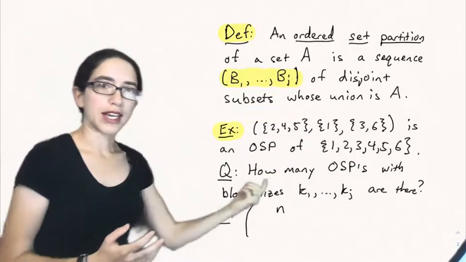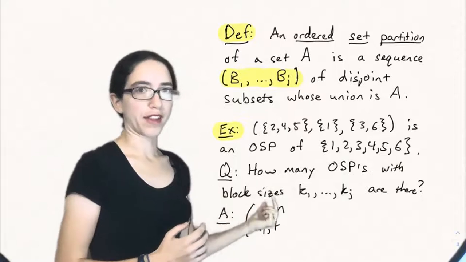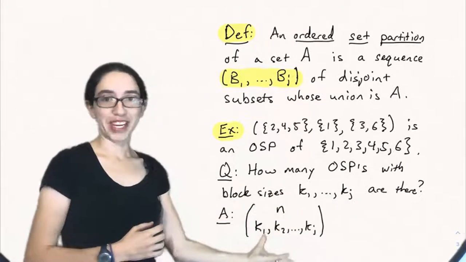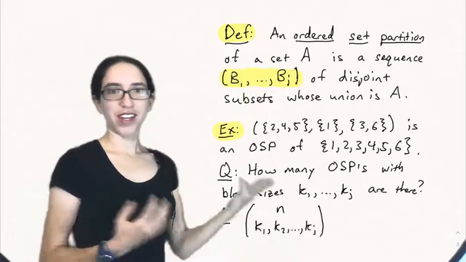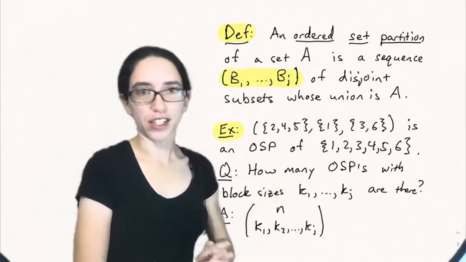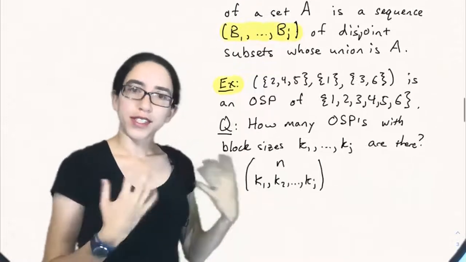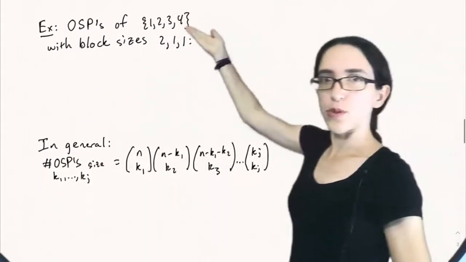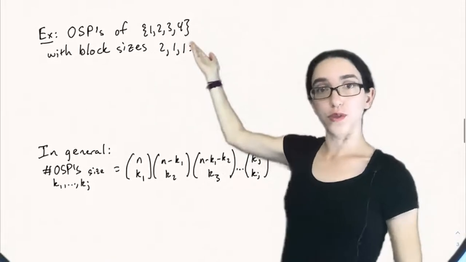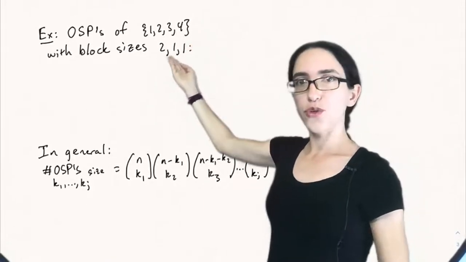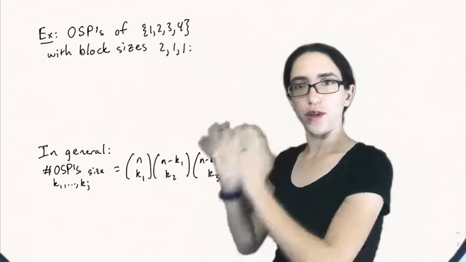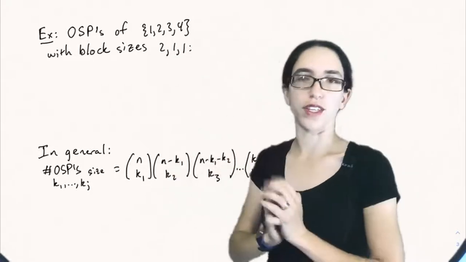So the question I want to ask is, how many ordered set partitions are there that have block sizes k1 through kj? And it turns out to be this multinomial coefficient, n choose k1, k2, up to kj. So let's explore why this is. Let's write out some of the ordered set partitions of the set 1, 2, 3, 4 with block sizes 2, 1, and 1. Okay, so we have a block of size 2, and then a block of size 1, and then a block of size 1 in order.